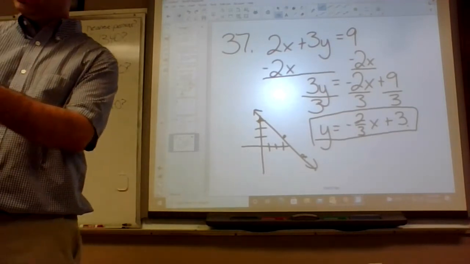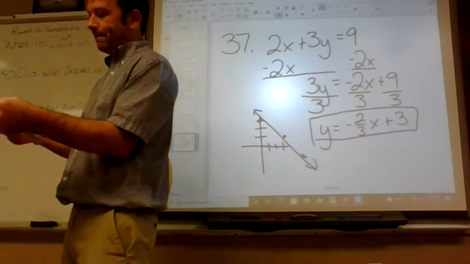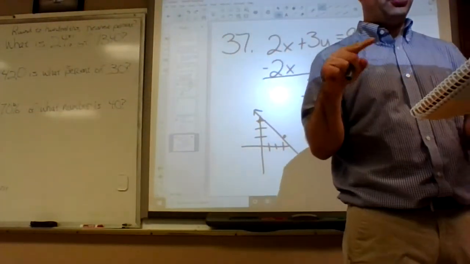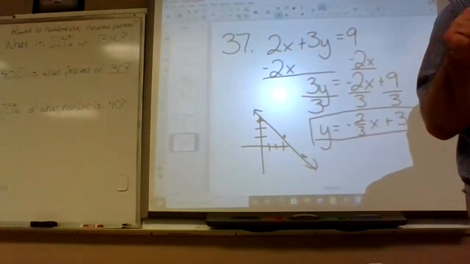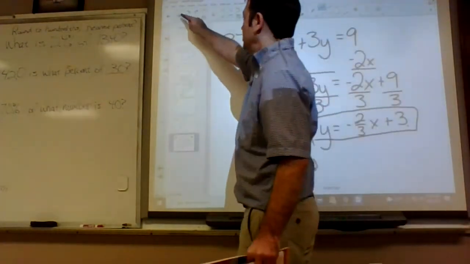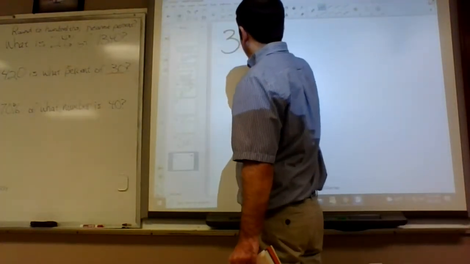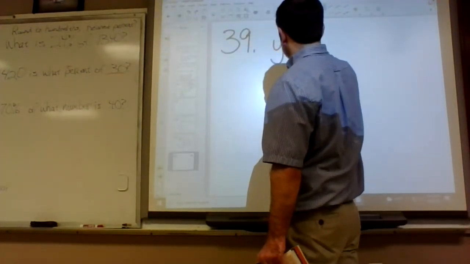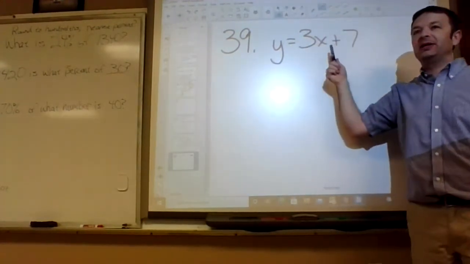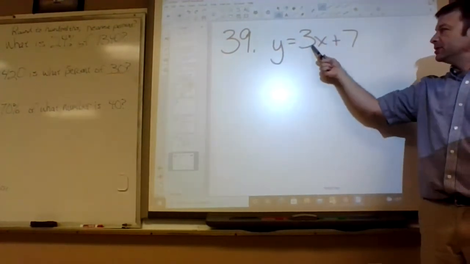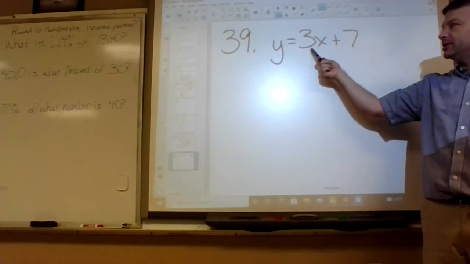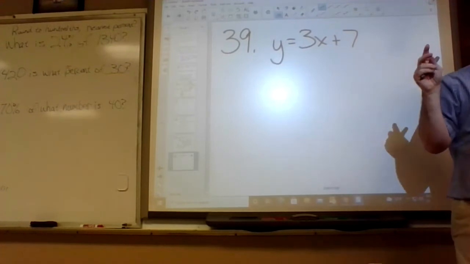On 39, it says the line that we're writing the equation for should go through (2, 3) and should be parallel to y equals 3x plus 7. What do we know about parallel lines? The slope is the same. What is the slope of the line that they gave us? 3. So what's the slope we're going to use? 3.